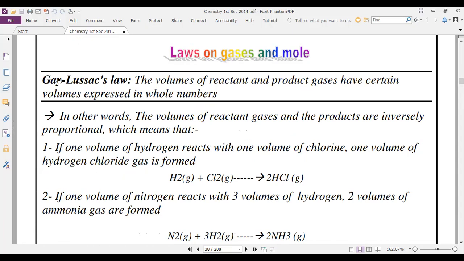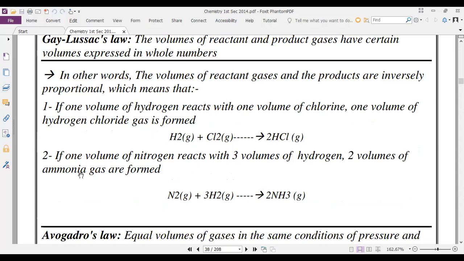We'll repeat it. This is Gay-Lussac's law. The volume of reactant and product gases have certain volumes expressed in whole numbers, as the decrease in the volume of reactants is represented by an increase in the volume of product. If you make a reaction between hydrogen gas and chlorine gas, the volume of hydrogen gas and the volume of chlorine gas will decrease to increase the volume of hydrogen chloride gas. Do you understand?